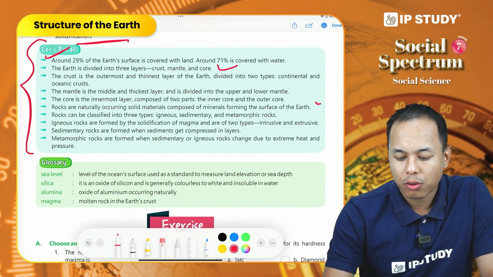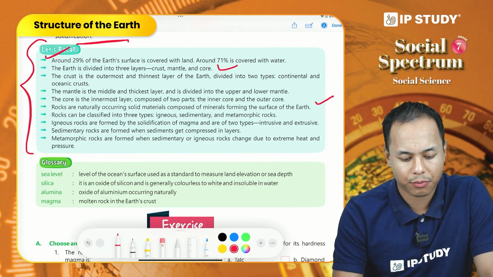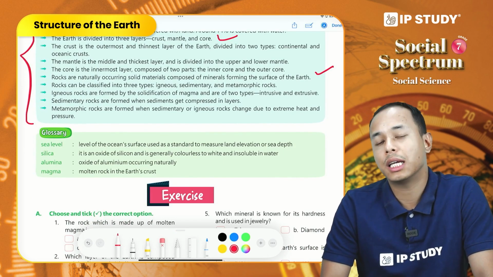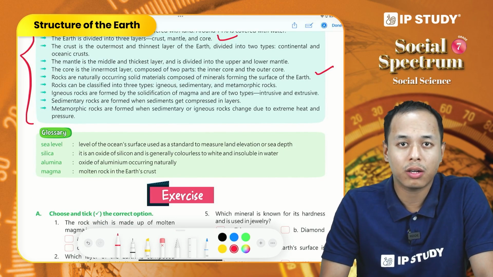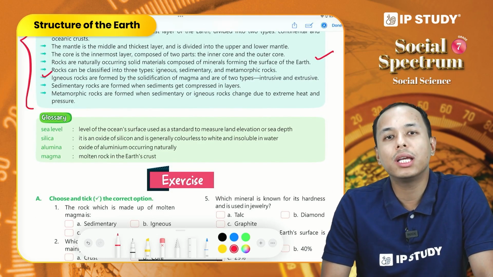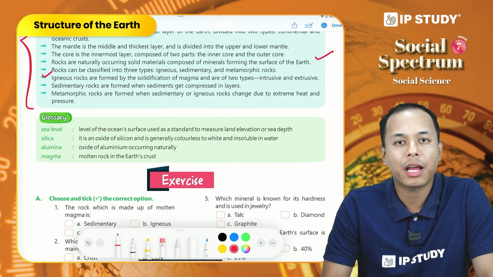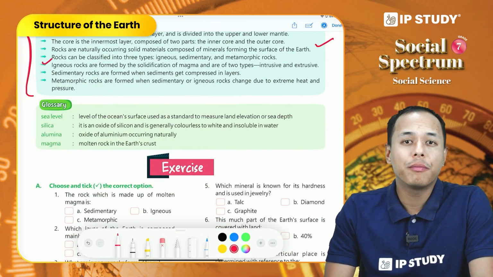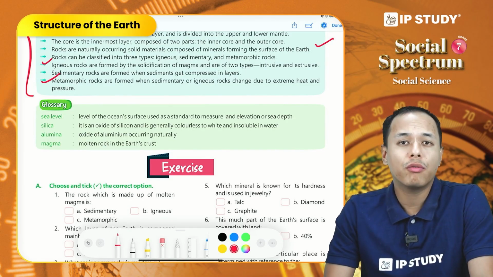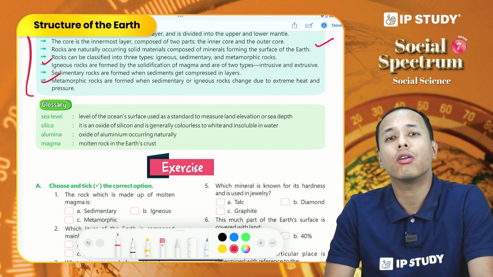Rocks are naturally occurring solid materials composed of minerals. Rocks can be classified into different types on the basis of their formation: igneous rocks, sedimentary rocks, and metamorphic rocks. Igneous rocks are formed through the process of cooling and solidification of molten magma, and these rocks are also called primary rocks. Sedimentary rocks are formed when sediments get compressed into layers, and lastly metamorphic rocks are formed when sedimentary or igneous rocks are subjected to intense heat and pressure for a long period of time.